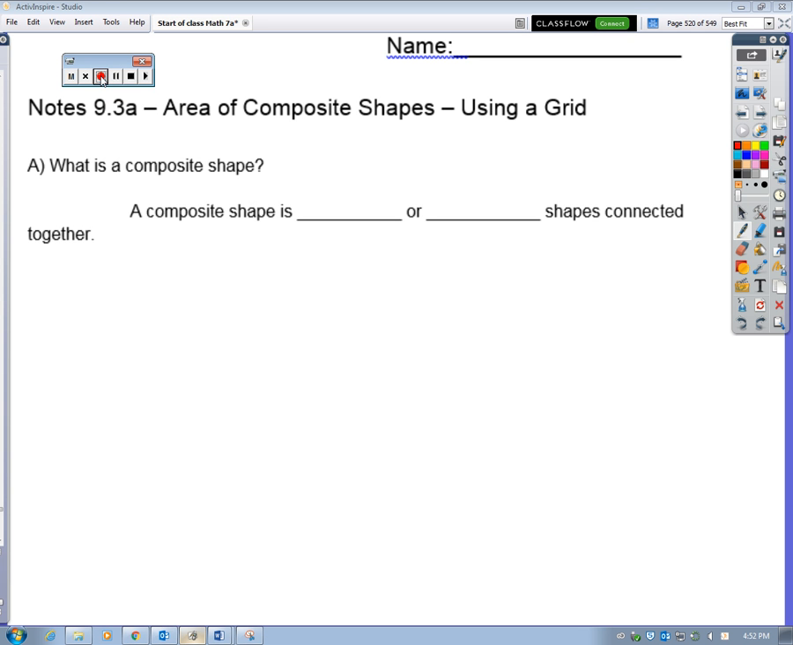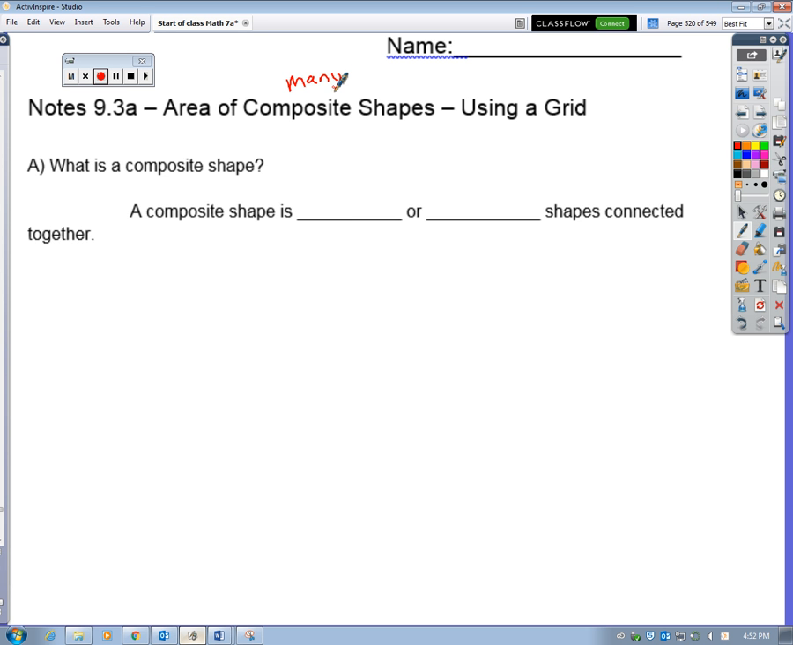Alright, my little math friends, here we are moving further into Chapter 9. Now we're on 9.3a, and what we're going to be doing is calculating the area of composite shapes. Composite means many. And let's take a look at what a composite shape is.